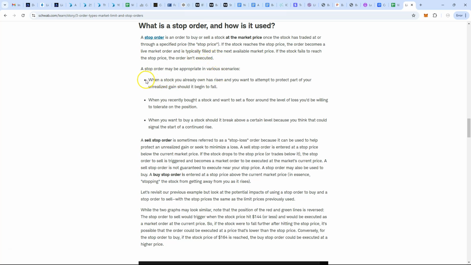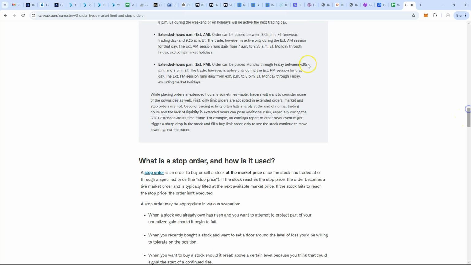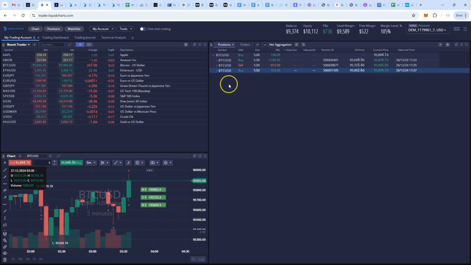So, long story short, when a stock you already own has risen and you want to attempt to protect part of your unrealized gain, should it begin to fall, then you're going to get out. So a stop order is sometimes referred to as a stop loss order because it can be used to help protect an unrealized gain. Okay, so those are the two different ways that we could basically use these.